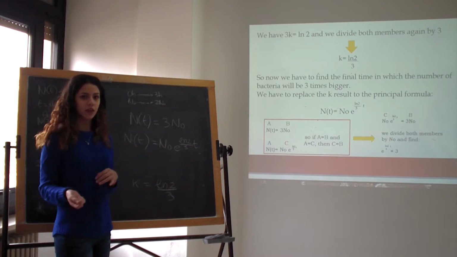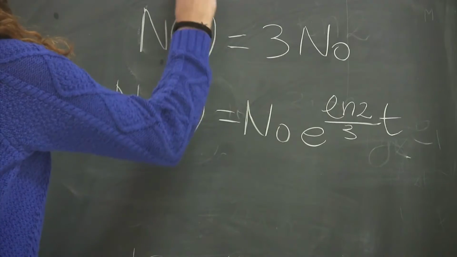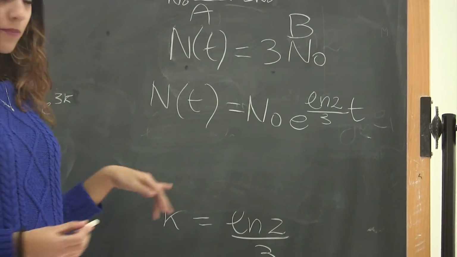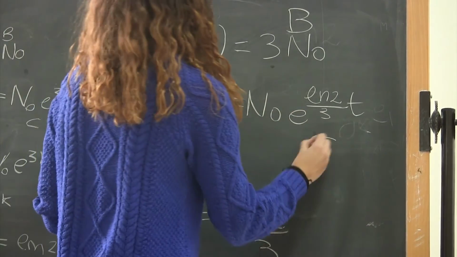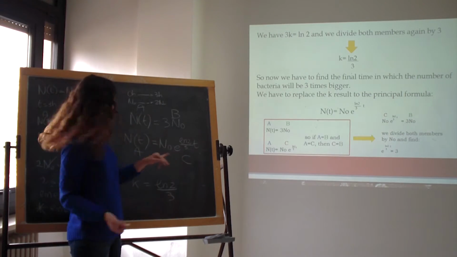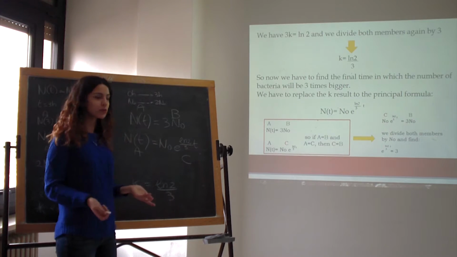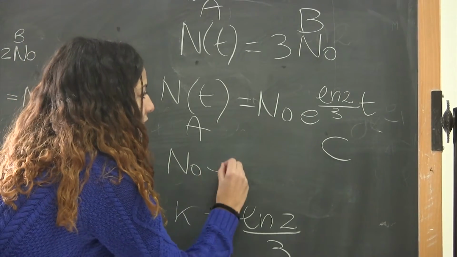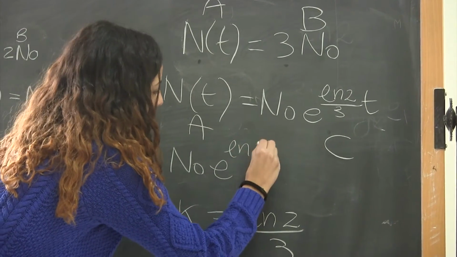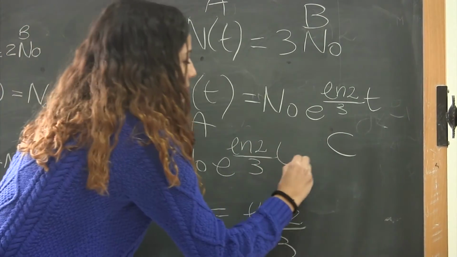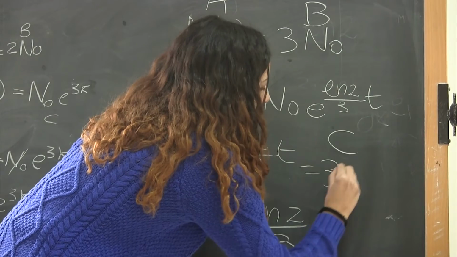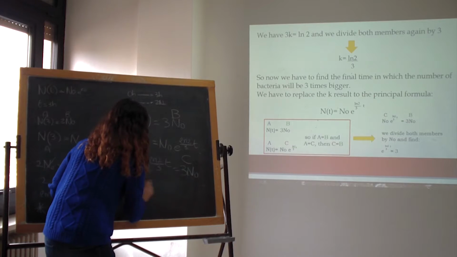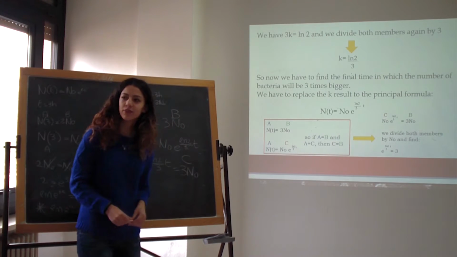And so I can call this member A, this member B, again A, and this C. So if A is equal to B and A is equal to C, then C is equal to B. So I can write that N naught times e to the natural log of 2 divided by 3 times t is equal to 3 N naught. So now Marco will finish the problem.